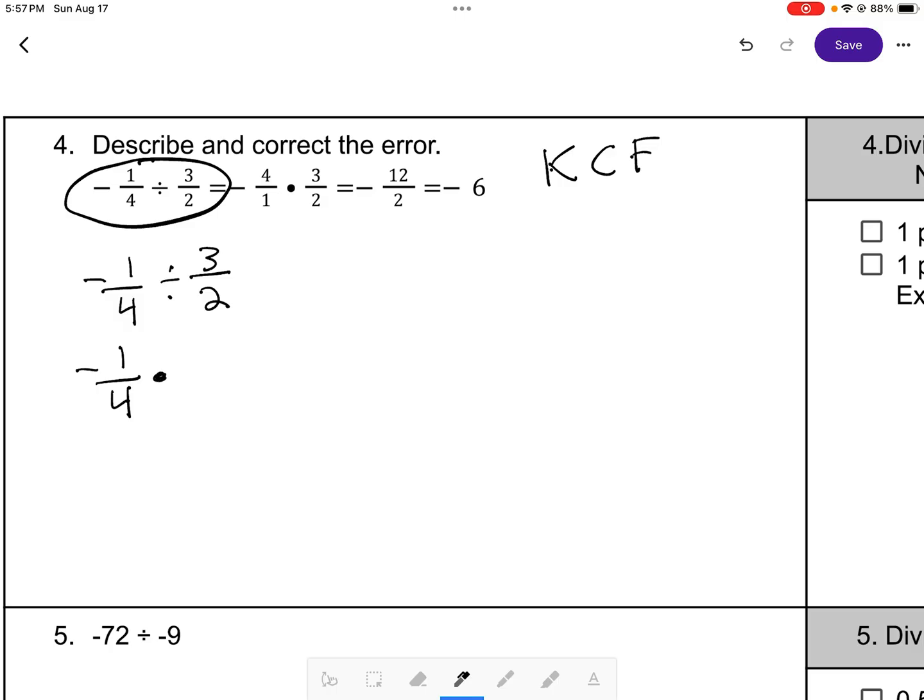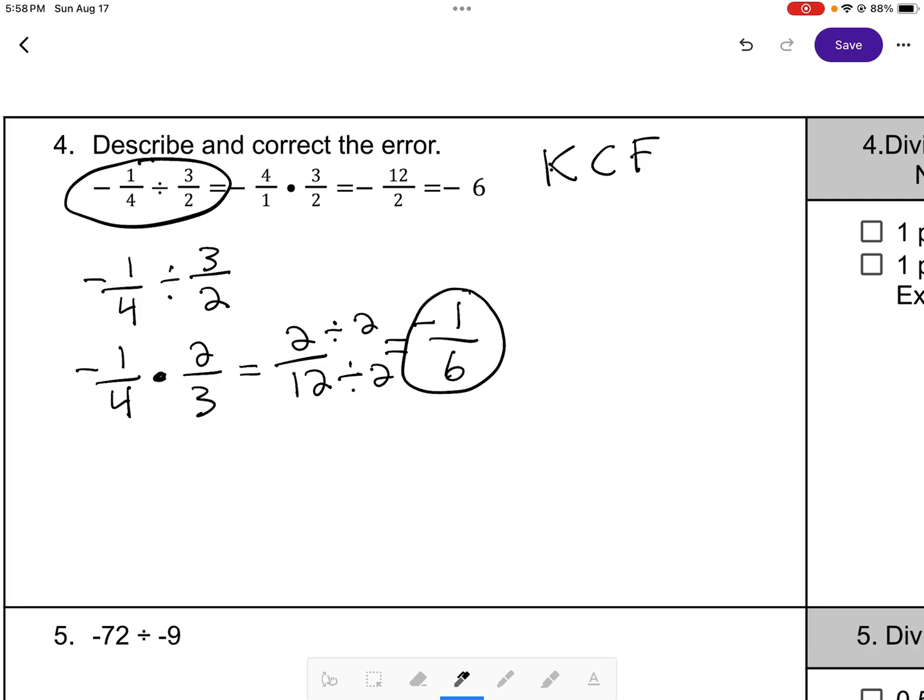The division is going to turn to multiplication, and my last fraction is going to flip to become 2 over 3. 1 times 2 is 2. 4 times 3 is 12. My greatest common factor between 12 and 2 is 2. When I divide that out, I get 1 over 6. And again, I'm dividing a negative and a positive, so my answer is going to be negative 1/6. Here, I see that instead of using the KCF, the keep, change, flip, they forgot to flip this 3 halves. They needed to flip it to make it become 2 over 3. That was their error.